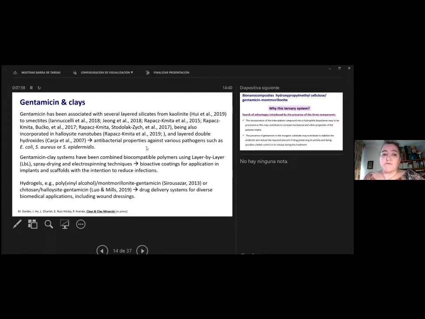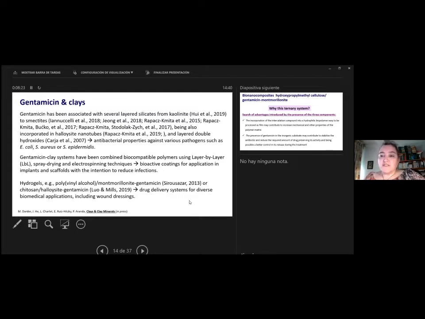This is important and relevant when combined with biocompatible polymers, because this can be used to provide bioactive coatings, especially for application in implants and scaffolds. These are the main applications. Other applications may deal with the preparation of hydrogels, which is a little related to the example we heard before, to apply directly in the wound.